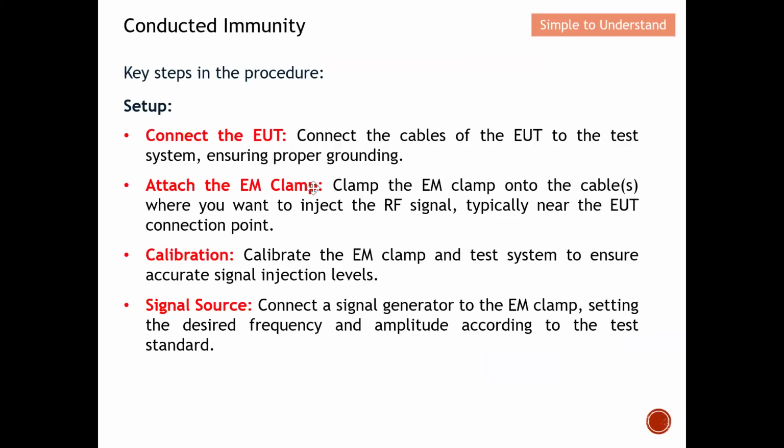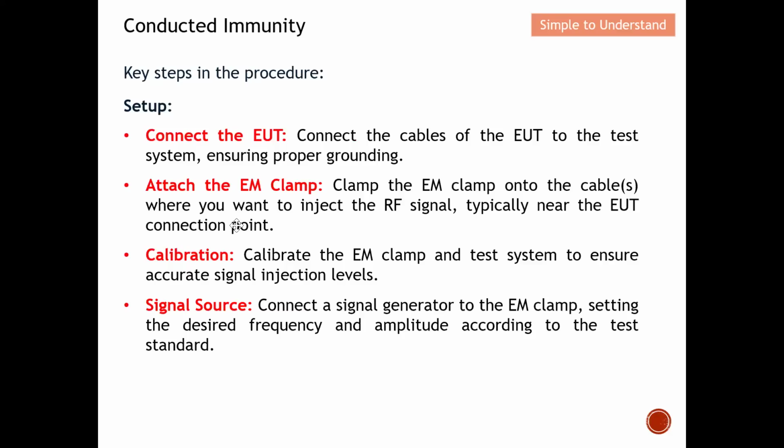Next, attach the EM clamp. Clamp the EM clamp onto the cable where you want to inject the RF signal, typically near the EUT connection point. For example, if your cable is very, very long, make sure you clamp the EM clamp near the EUT. We don't need to clamp it near the auxiliary equipment. Make sure that we clamp near the EUT.